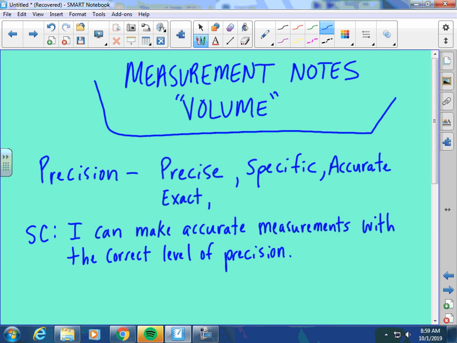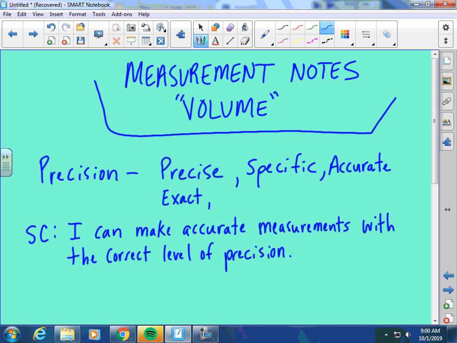Okay, so these learning targets that we have, they kind of give us an overview of what we're learning to do. And then the success criteria makes it specific. So you always want to think of this success criteria as the lesson's going on. Keep checking back every 10 minutes. Can I do the success criteria? Can I make accurate measurements with the correct level of precision? Yes? No? How do I feel? What do I got to do to get there?